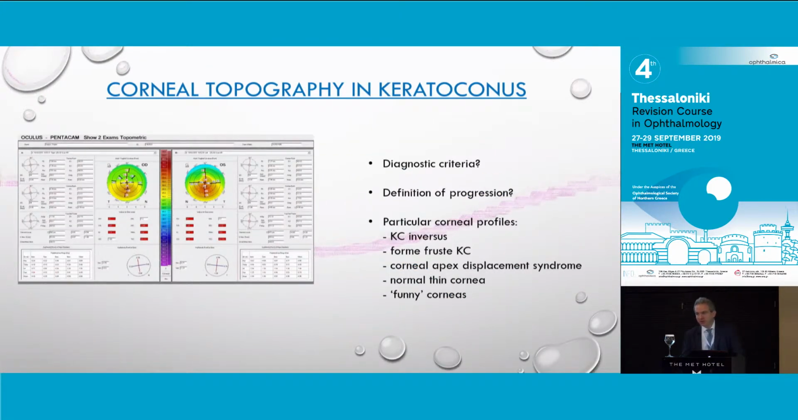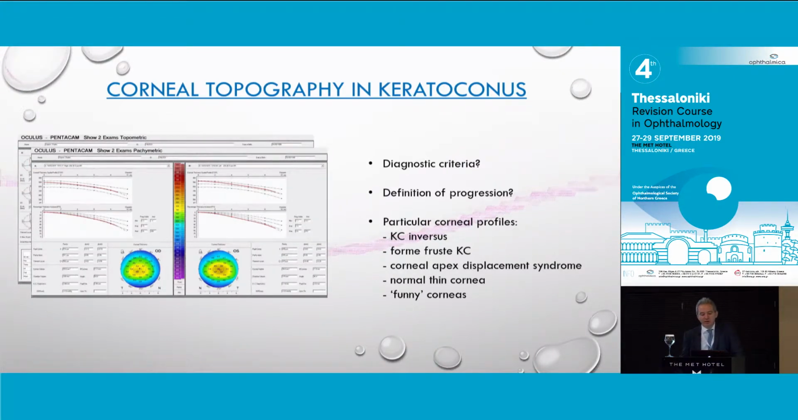And what do we observe in corneal topography? We observe an area, as you all know, of increased steepening of the cornea with an infero-superior asymmetry of more than 1.5 diopters.